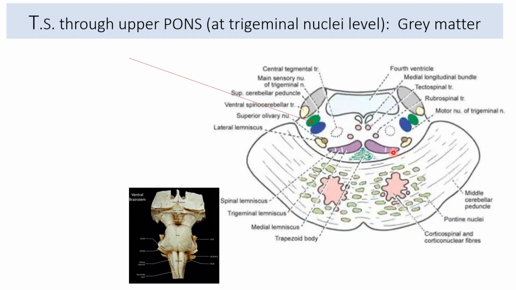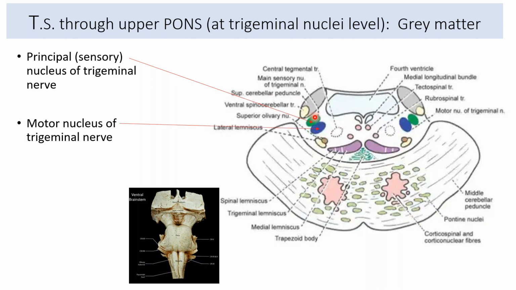Now let us see the gray matter nuclei one by one at this particular level. You will see the principal sensory nucleus of the trigeminal nerve quite evidently, because it is at the level of the trigeminal nuclei. Secondly, you will see the motor nucleus of the trigeminal nerve, which is ventral to it, and the nucleus of the lateral lemniscus. These are the three major nuclei that will be seen at the level of the pons.